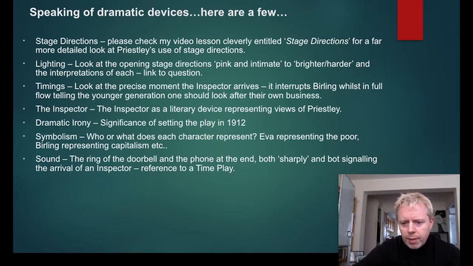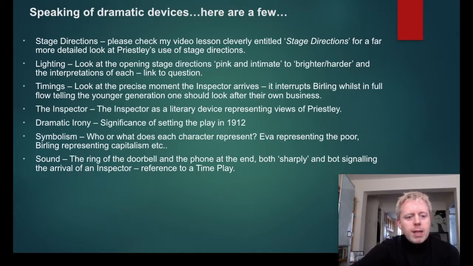Dramatic irony. So the play was written and performed in 1945-46, but it was set in 1912. What's the significance of that? It allows us to see what sort of a poor judge of character, or poor judge in general, Birling is when he expresses his belief that the Titanic is unsinkable, absolutely unsinkable, for example.